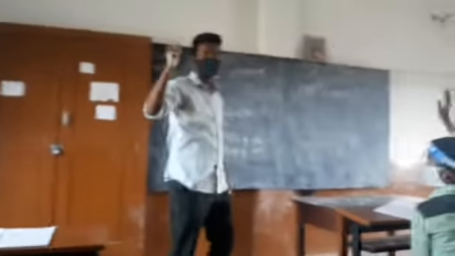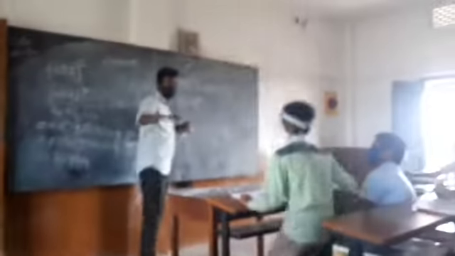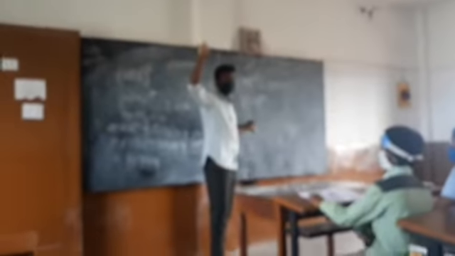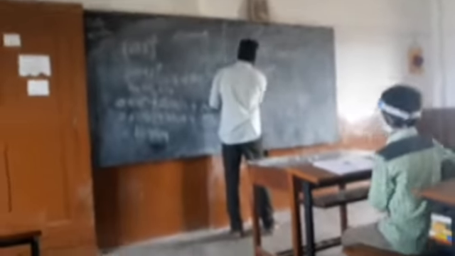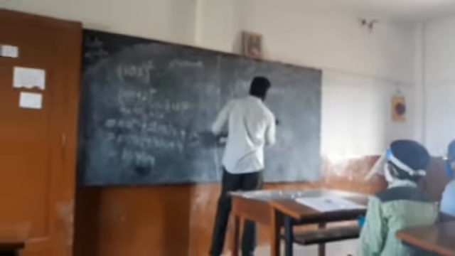Yes, let him tell. He has tried. A minus b whole square. Yes, it is a minus b whole square. Sit down. What is a? A is 100. Use a minus b whole square. What is b? 2.